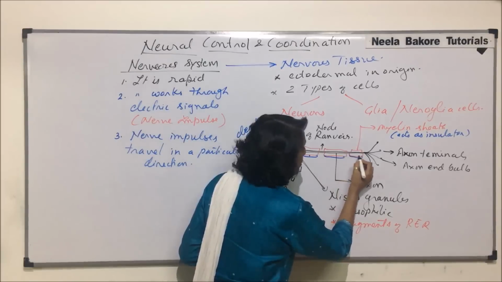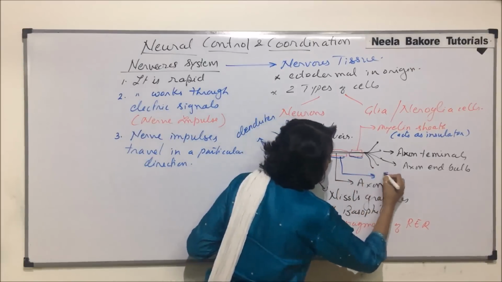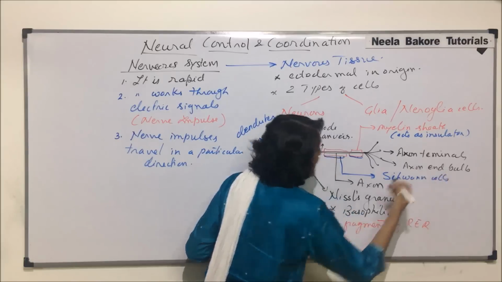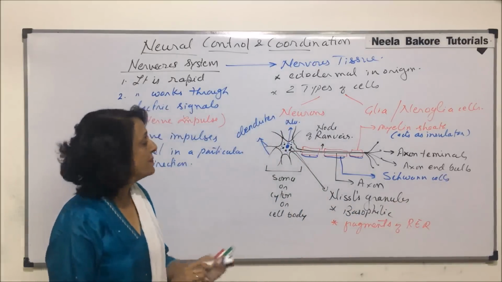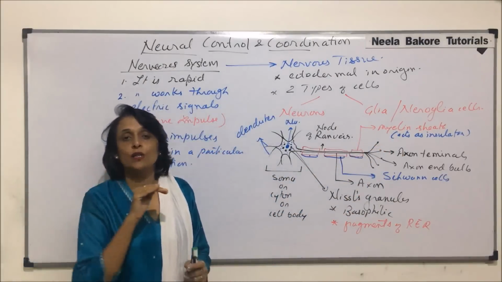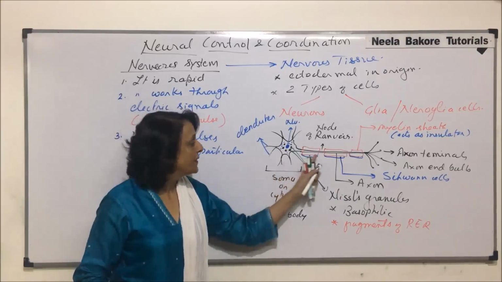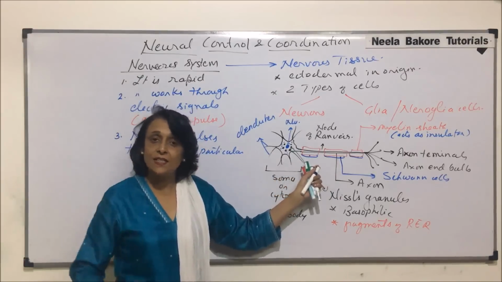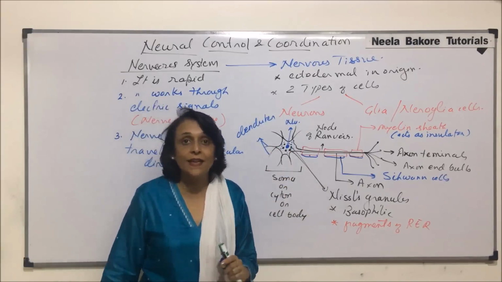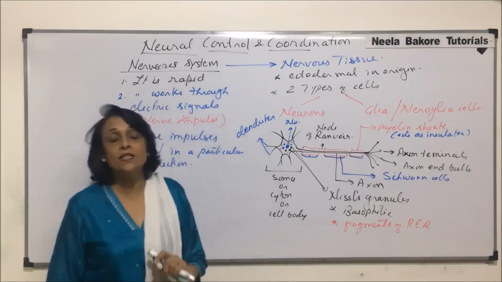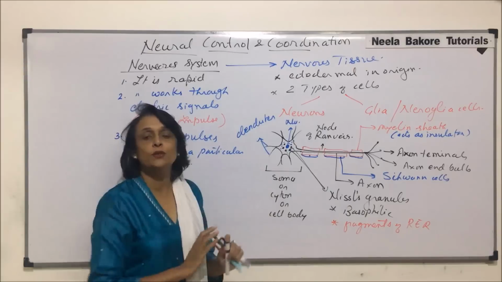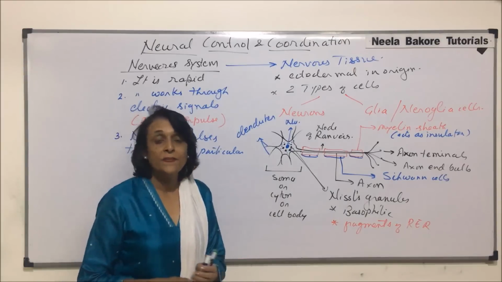So many times we also see these Schwann cells, which actually produce this myelin sheath. Myelin acts as an insulator, so when the electric signal or impulse is traveling on it, these layers act as insulators. There are certain areas where this myelin is not there. Those points are known as nodes of Ranvier. Now this is a typical simple neuron that we have drawn.